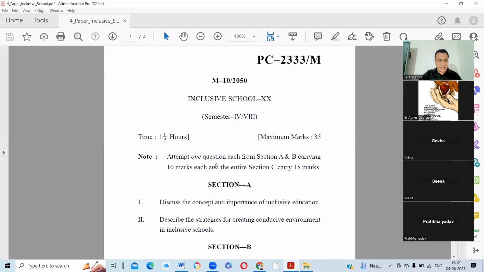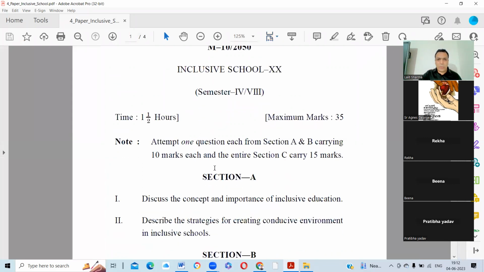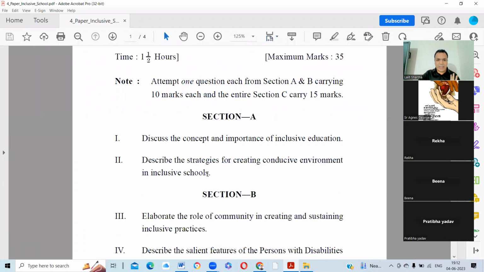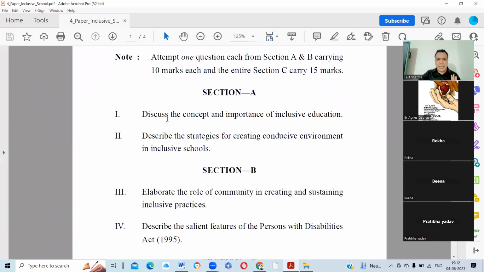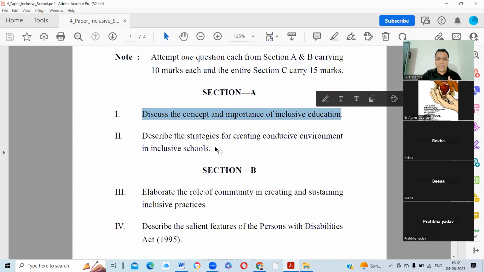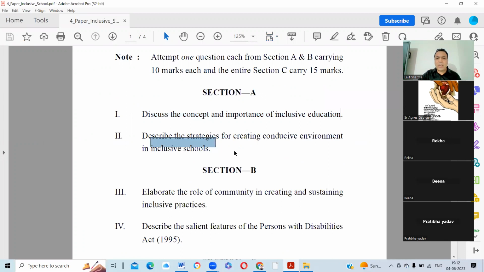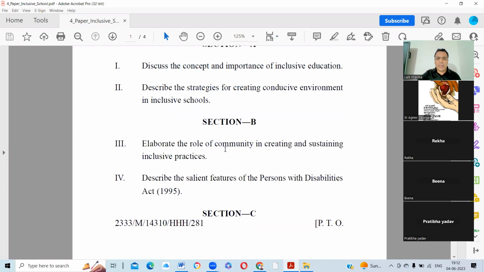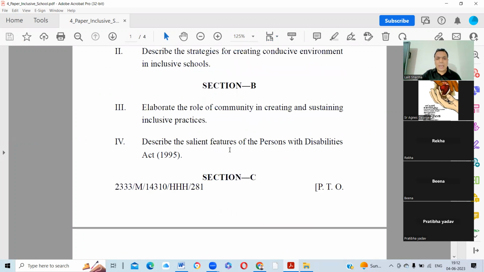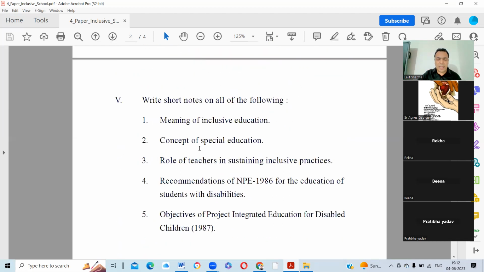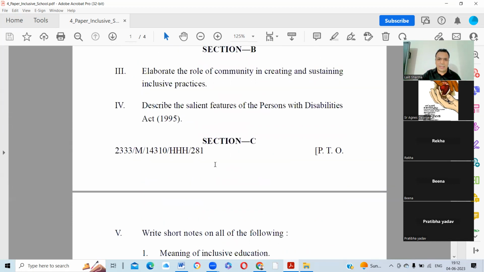You can see that this is a 35 marks paper. You have to do 2 long questions and 2 short questions, right? You can see under section A, easy questions came. Discuss the concept and importance of inclusive education. In the second, strategies for creating conducive environment. Section B, elaborate the role of a community in creating and sustaining inclusive practices, or describe the salient features of the Person with Disability Act 1995. Out of the 2 you have to do 1, right? And these are the 5 short questions, right, guys?